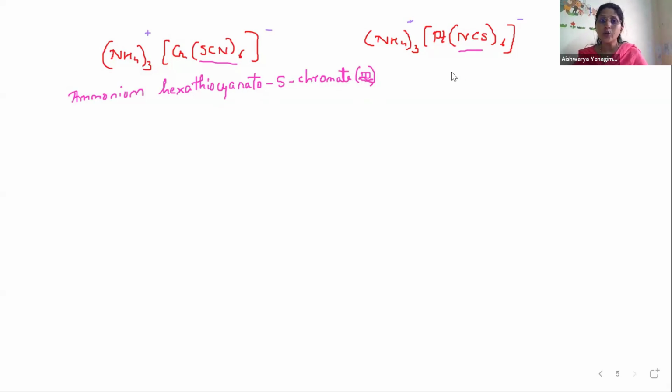Coming to this one, what is the name? See, this is ammonium. The positive ion is written first. Hexaisothiocyaneto.